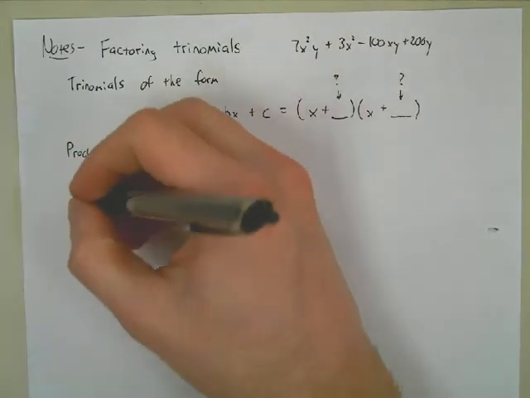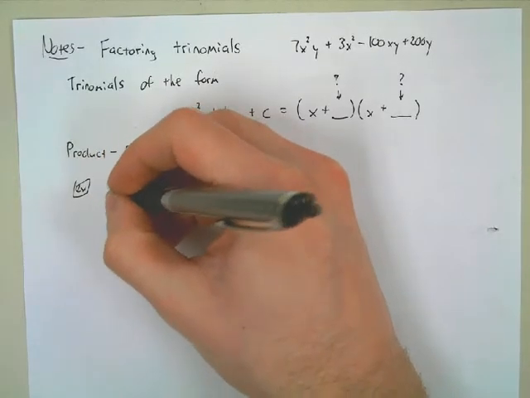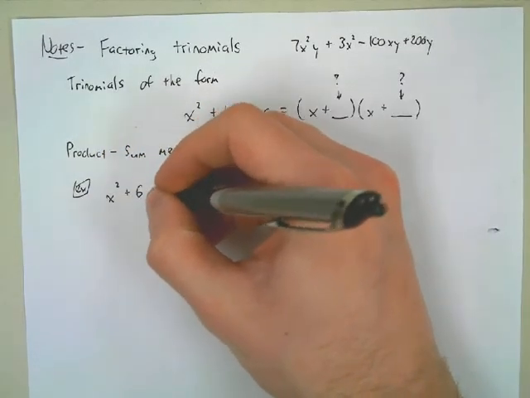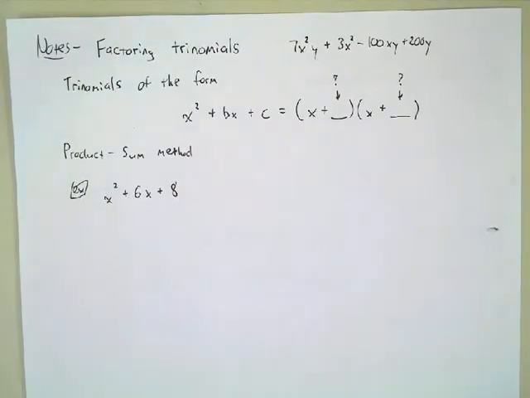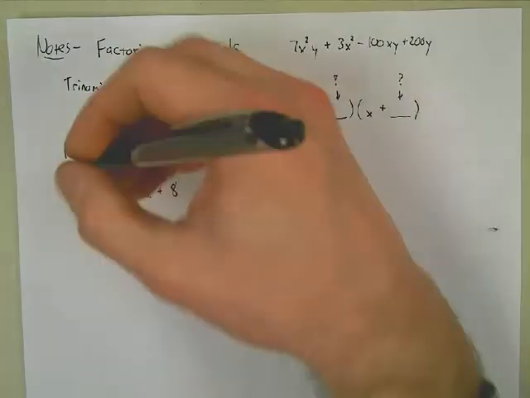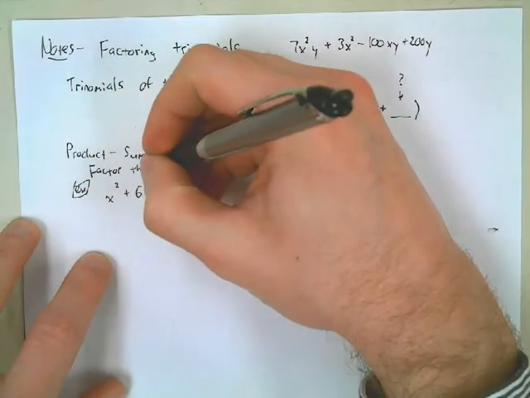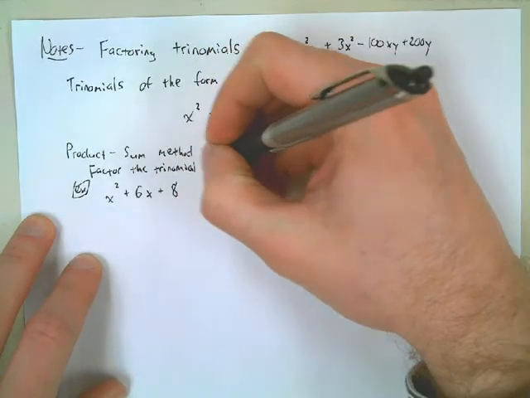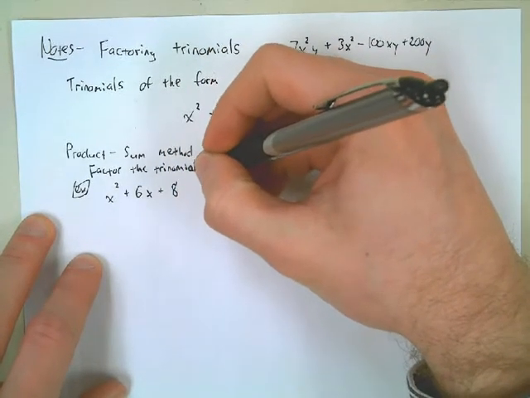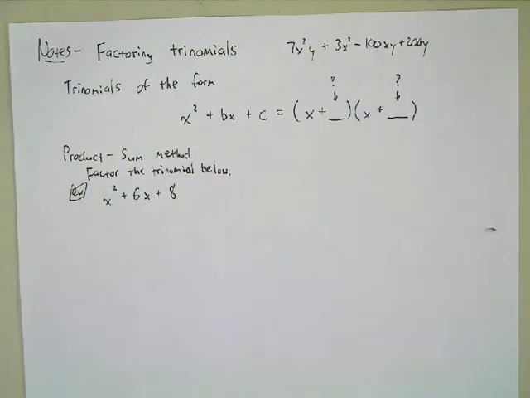So for example, let's say I have x squared plus 6x plus 8. And so we want to factor the trinomial below. Those are our directions. We should always have some directions there to tell us what to do. So you just want to factor this thing.